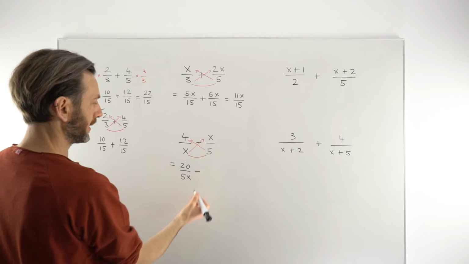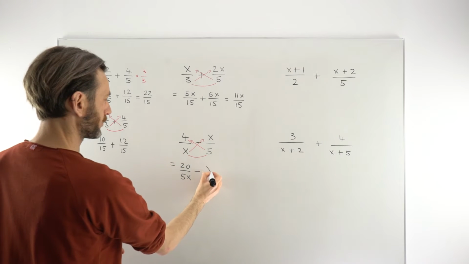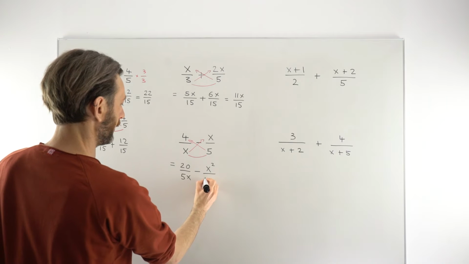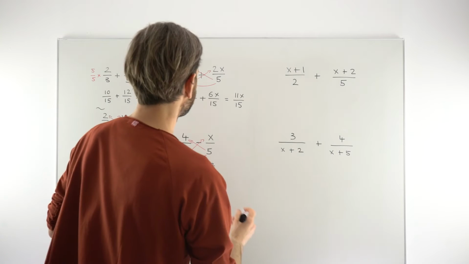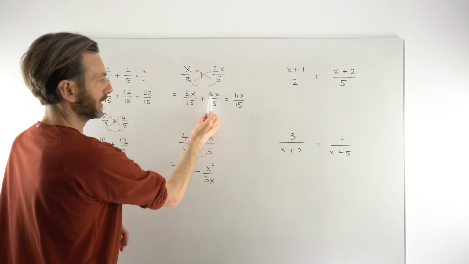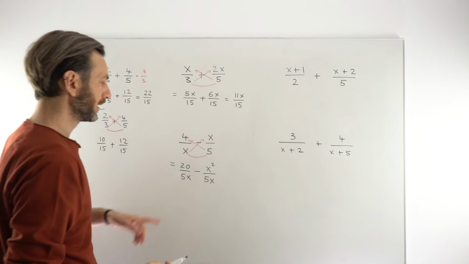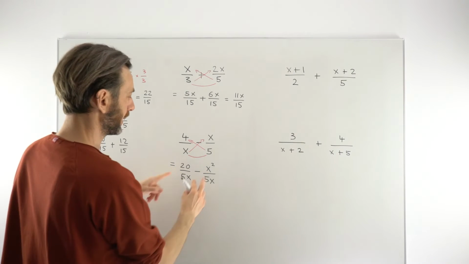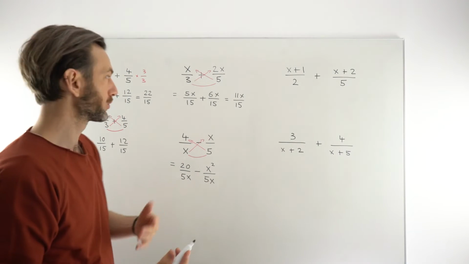Keep the sign the same. X times x gives you x squared. So slightly different format this time. 5 times x gives you 5x again. So unlike this one where we had an x term and an x term and we could merge them, this time we don't have two like terms. We've got a 20 and an x squared. You can't merge those guys together.